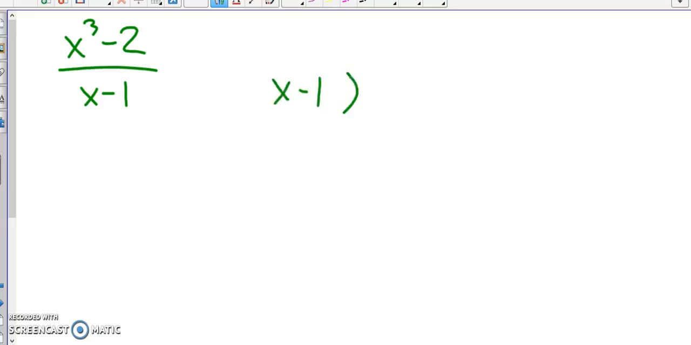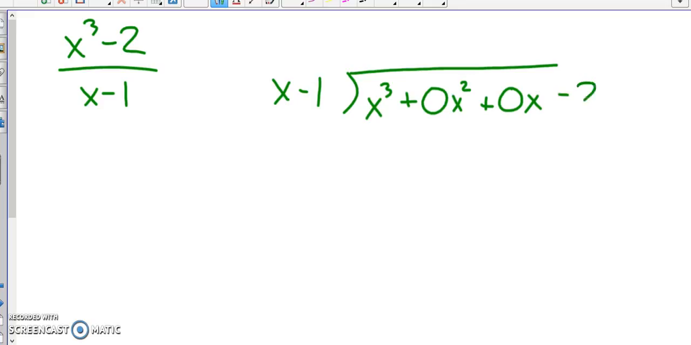Continuing section 6.5, this video part 2. Let's say I want to take x cubed minus 2 and divide it by x minus 1. The tricky thing about this is you've got a bunch of missing terms in your dividend, the thing up top there. So what I have to do is make sure I fill those missing terms in with zeros. So this is x cubed plus 0x squared plus 0x minus 2.